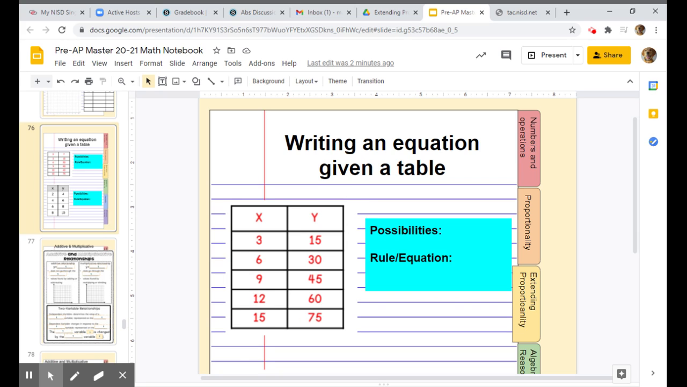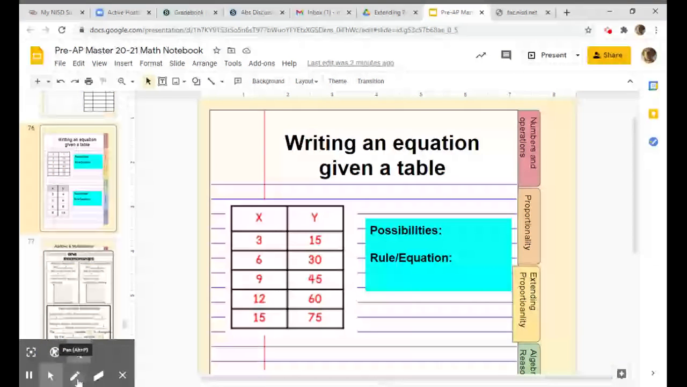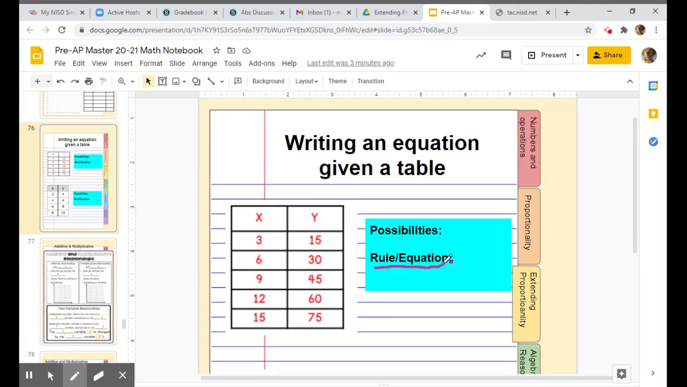All right, guys, today we're going to be talking about writing an equation given a table. So we're given this XY table here that we're starting with, and we're going to write an equation using that table. So equation is basically the rule that goes with it. So you'll notice here I put rule slash equation. That's because our equation is kind of like our rule that goes with it.